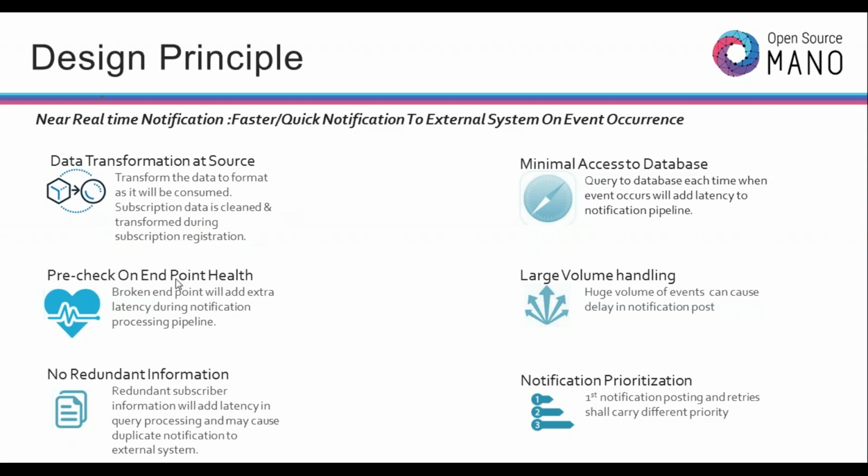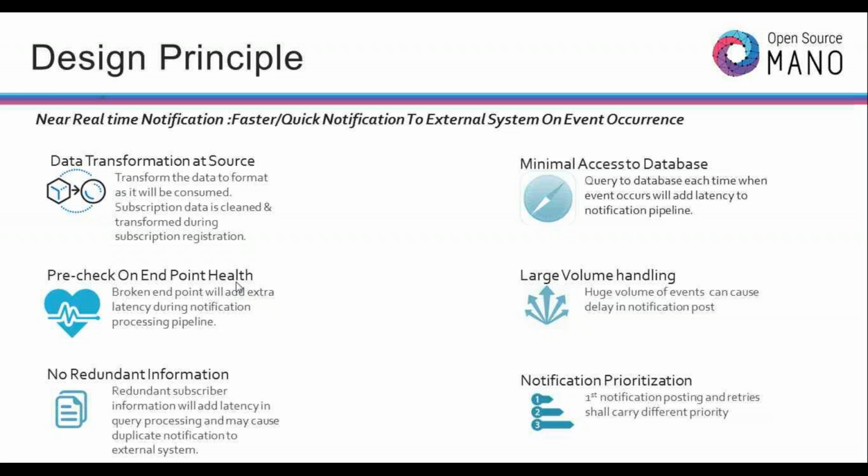And the second one is the pre-check on the endpoint. This endpoint is nothing but the notification endpoint. When an event occurs, the NBI will be notifying this endpoint. So we also make sure that this endpoint is valid and in proper order, so that we don't have any additional latency in the pipeline.